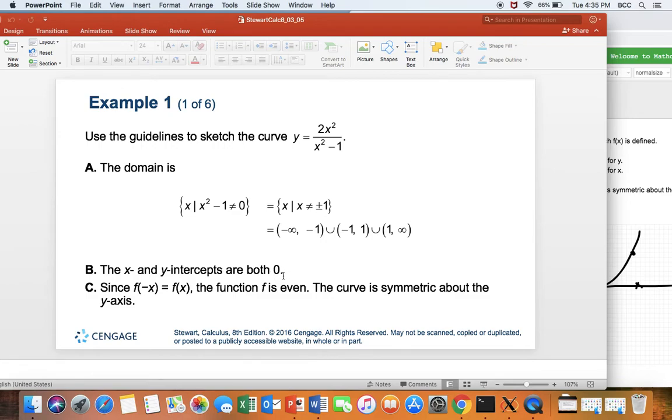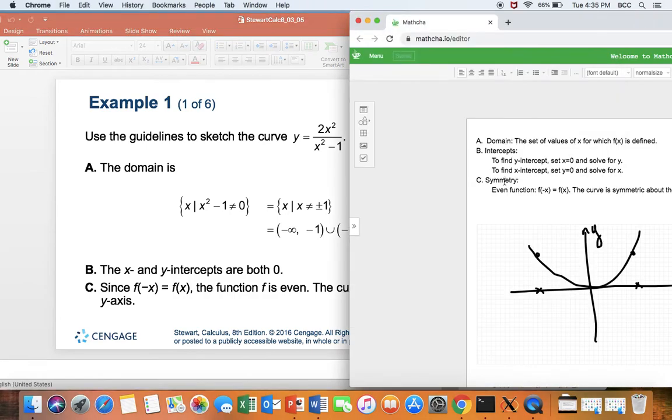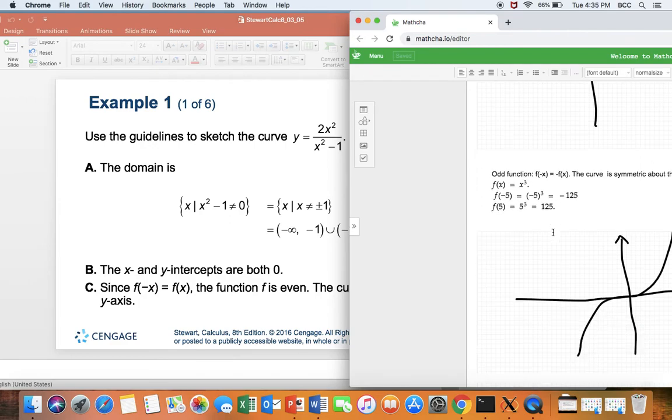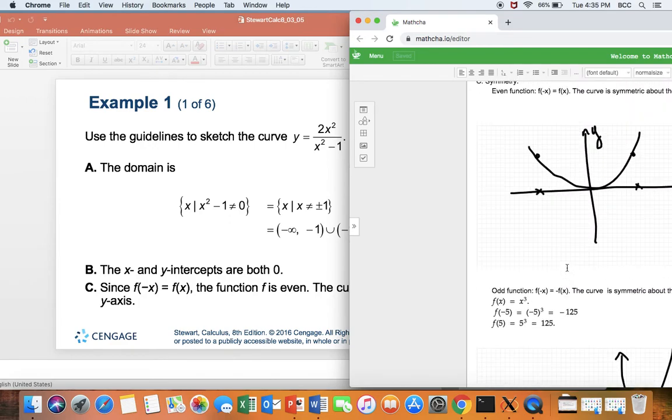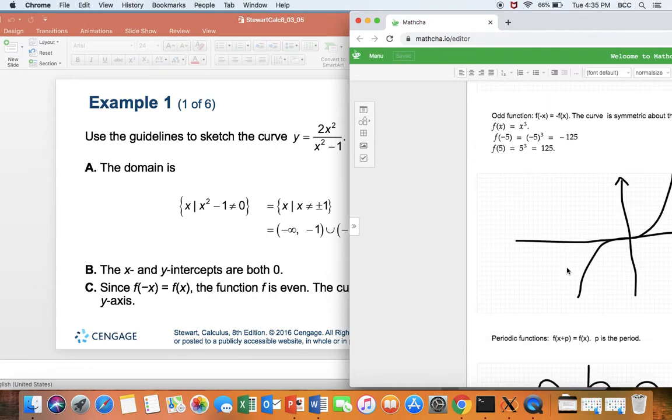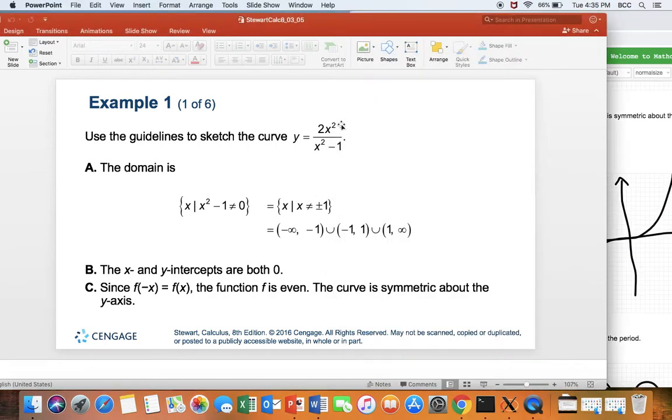Now the next point to notice is symmetry. Are you an even function? Are you an odd function? Are you a periodic function? These are the 3 pieces of information you need. Well, turns out whenever you have only even powers of x in your function, you will be an even function. You can plug in negative x here and you'll get the same value because negative squares, negative squares. So this is an even function. That means whatever curve you draw on the right hand side, it will replicate on the left.